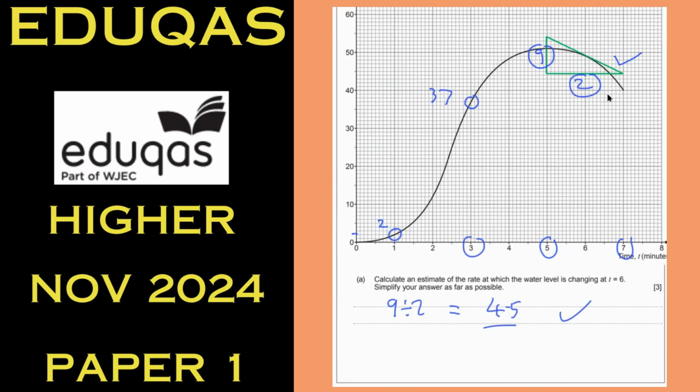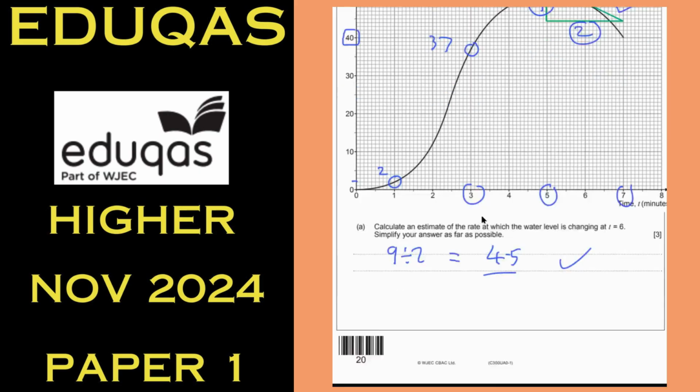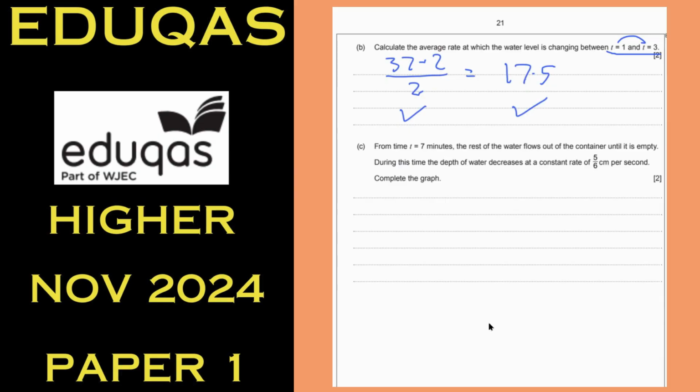What we do know at that point is that there is 40 litres to leak out. If 40 litres is leaking out at 5/6 per second, we need to do 40 divided by 5/6 to tell us how long it will take. So this is a hidden fractions question. Let's turn the 40 into a fraction. And how do we divide by 5/6? We multiply by 6/5. Keep, flip, change.